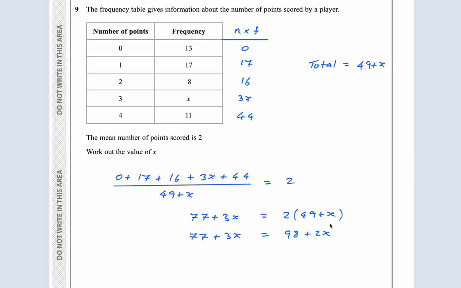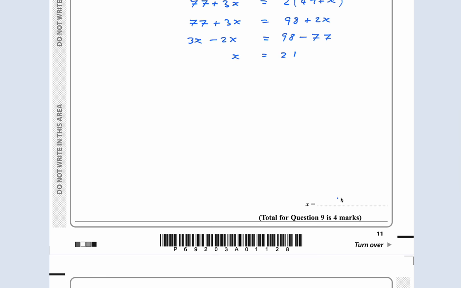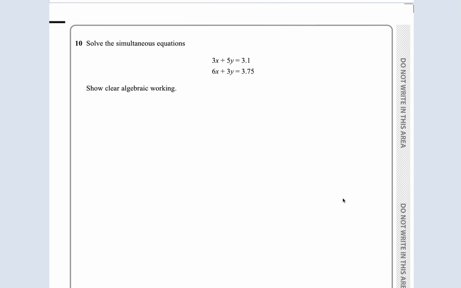What have I done? Oh no, sorry, I haven't. 3x, I'm going to minus the 2x over here. So x is on one side, and 98 minus 77. Subtract the 77, so x is on the left, numbers on the right. 3x minus 2x is x. 98 minus 77 is 21. And that's correct. No mistake. Thankfully, that is question 9.